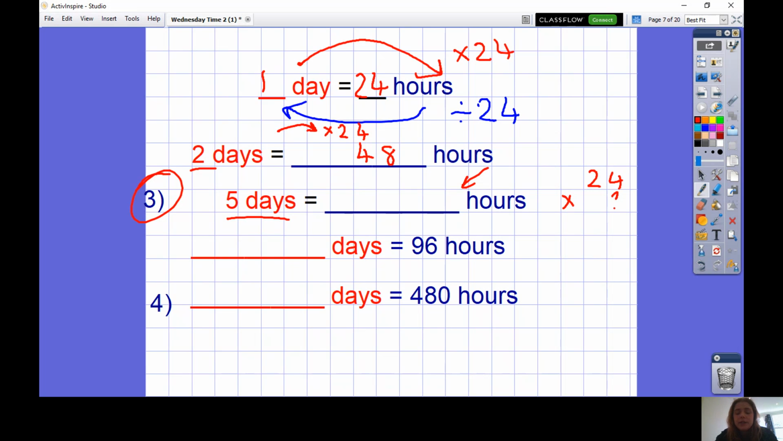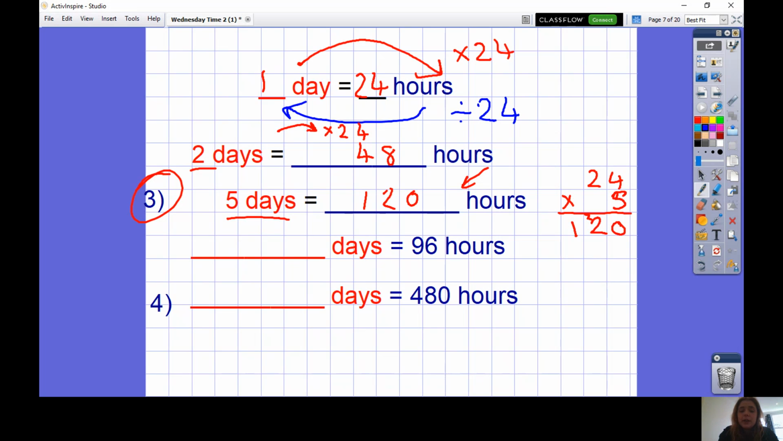Okay, so many of you might already know my favourite method of timesing by 5 is to times it by 10 and then halve it. 24 times 10 is 240, half of that is 120. Or you could have done 24 times by 5 like this, 5 times 4 is 20, 5 times 2 is 10, that would be 120 there. Either way, you should have got 120 hours.